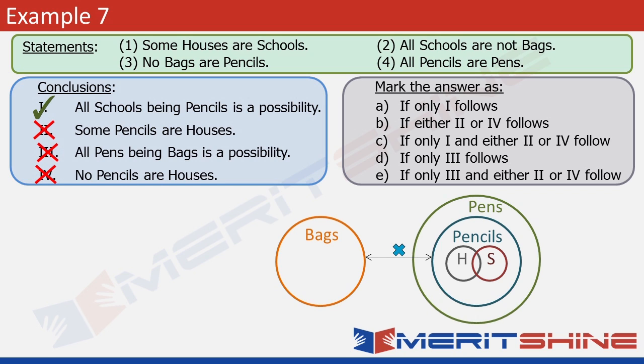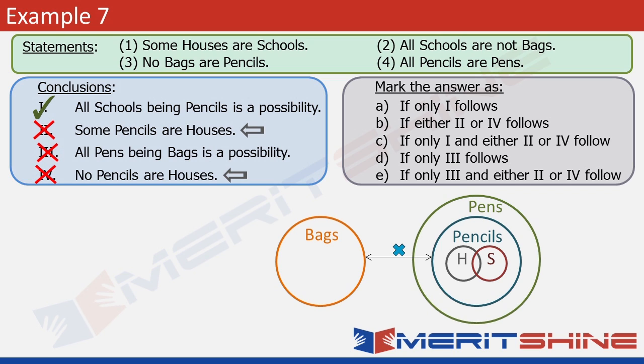Now you have to be very careful here. One might be tempted to mark A as the answer here. But look at conclusions 2 and 4. This is the same case that we discussed in example 5. It's a complementary pair. If some pencils are houses is negated, it means that no pencils are houses. Likewise, if no pencils are houses is negated, it means that some pencils are houses. So one of them has to be true.